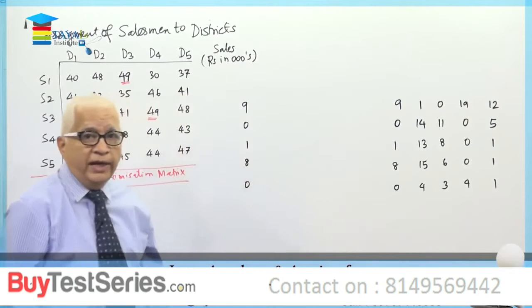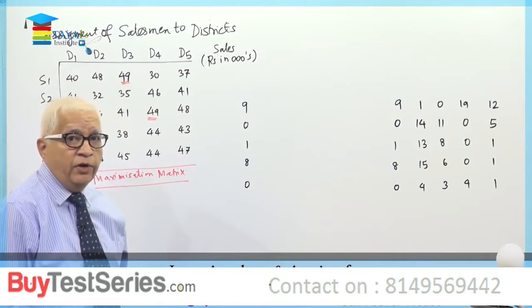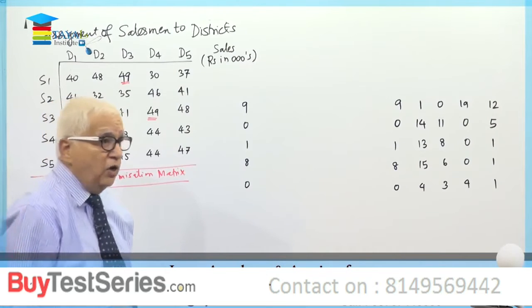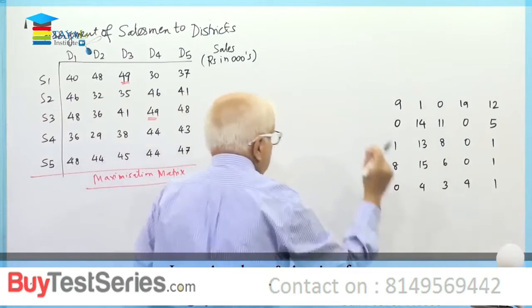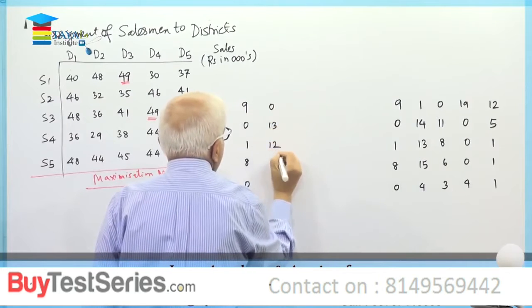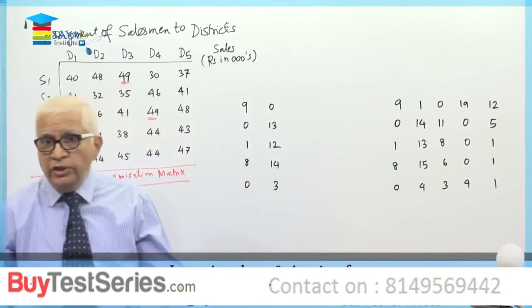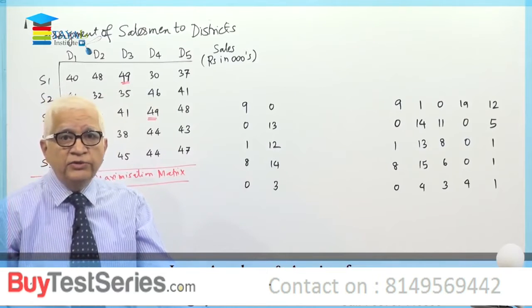Fine. Second column, the lowest number is 1. That means I'll be subtracting 1 from all the numbers of the second column. So subtract 1, easy calculation. This does not require a calculator. So this is 13, 12, 14, 3. Now is there a 0 in the second column? The answer is yes, there is a 0 in the second column.